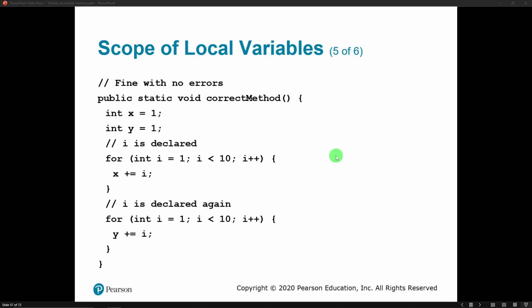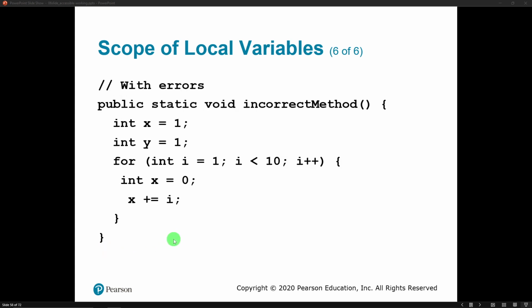Here's the correct method. Let's see what's going on with this. All right, so this one works just fine. We have a method here called correct method. Integer x declared equal to 1, integer y declared equal to 1. We declare I inside this for loop, and we're going to do some calculations using I inside of that loop, and the for loop ends. So the scope of I ends with that curly brace. We can declare I again and use it again. Not a problem.